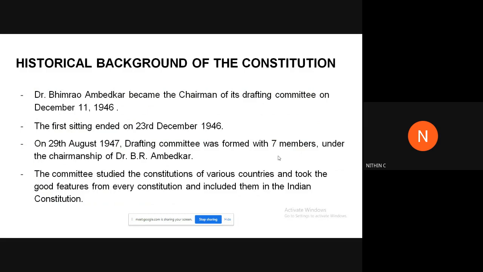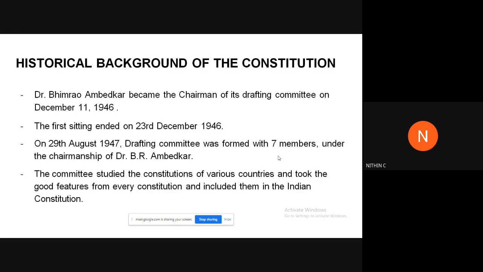Okay, Dr. B.R. Ambedkar became the chairman of its drafting committee on December 11, 1946. So, the chairman of the Constitution Drafting Committee was Dr. B.R. Ambedkar. The permanent chairman of the Constituent Assembly was Dr. Rajendra Prasad. So, the first sitting ended on 23rd December 1946.